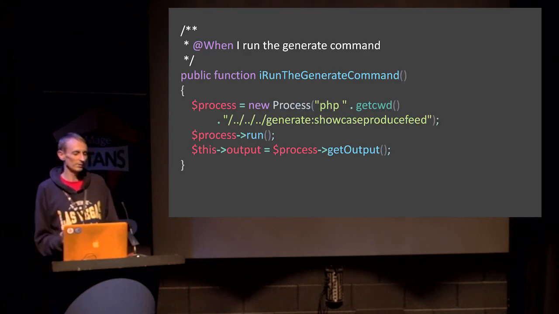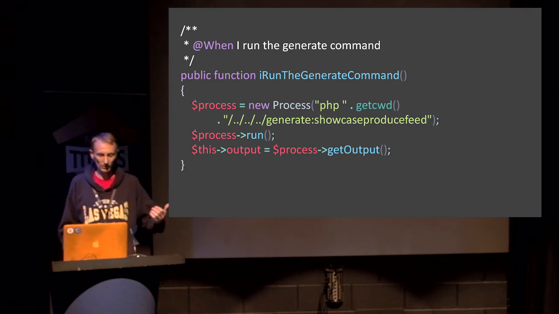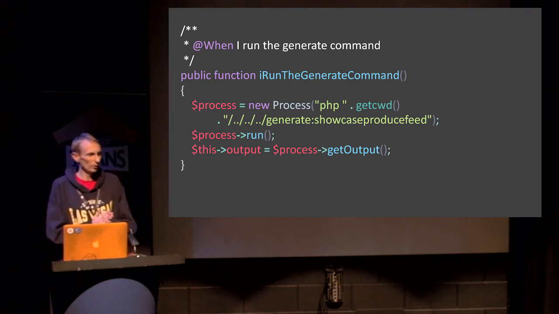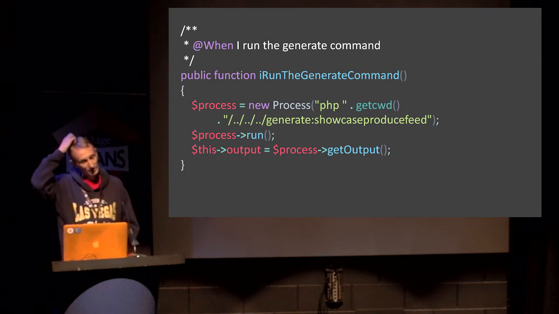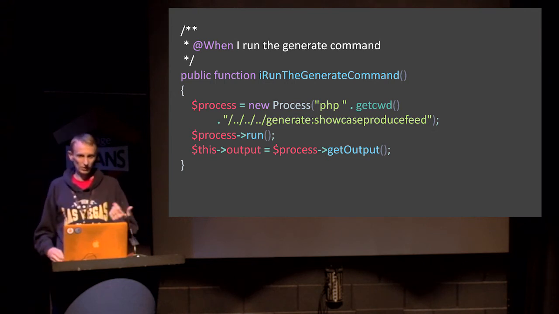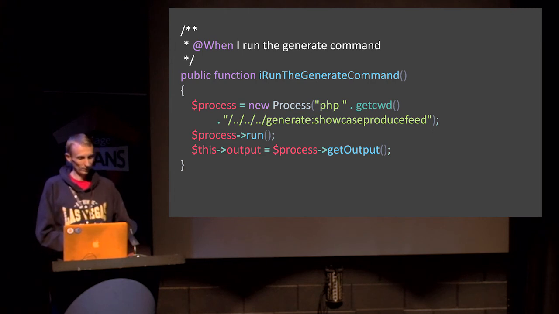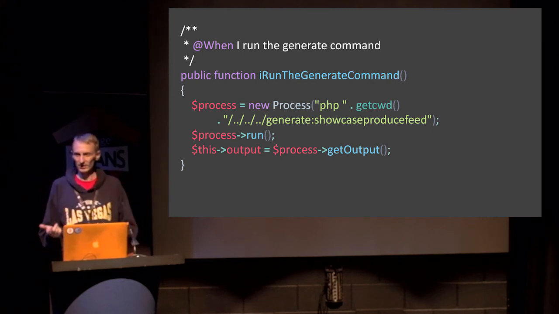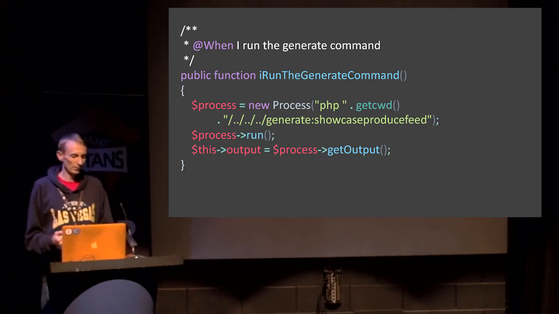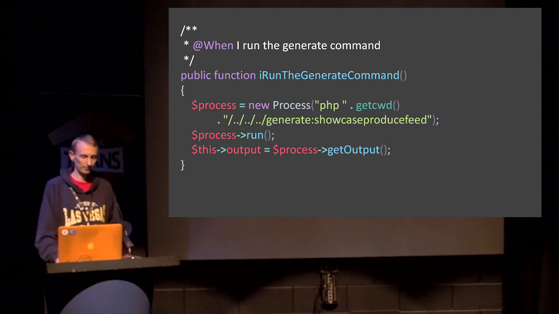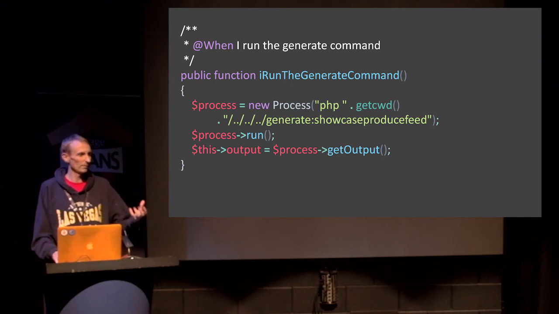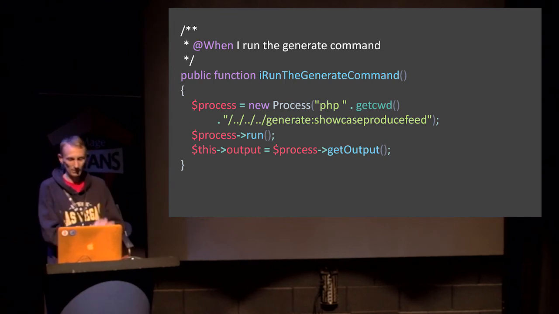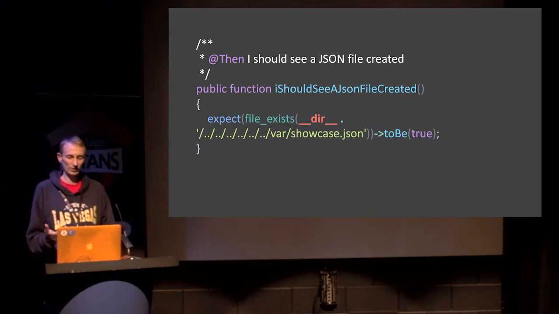Again, it reads the annotation, and we're running the command now. We're going to call the Symfony process and invoke the bin Magento command with our generate showcase product feed. The process actually runs the PHP thread, and then we capture the output in our variable. So we've actually executed something now, we've got that output of the process in memory, and we can start using our assertion on it.